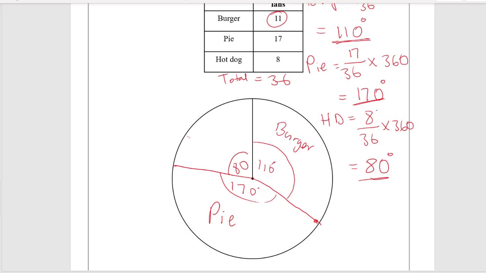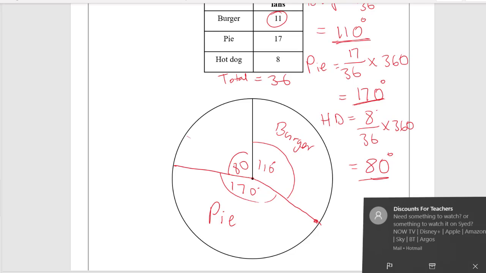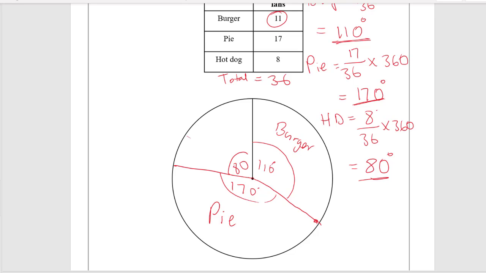Okay, if you're not sure how to use a protractor, make sure you double check. But anyway, 80 degrees. And this is hot dog.